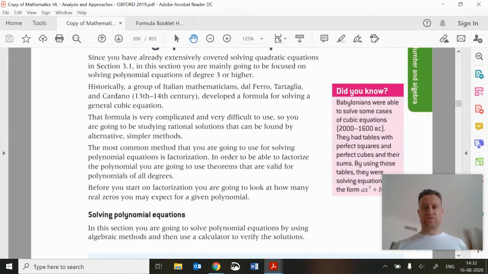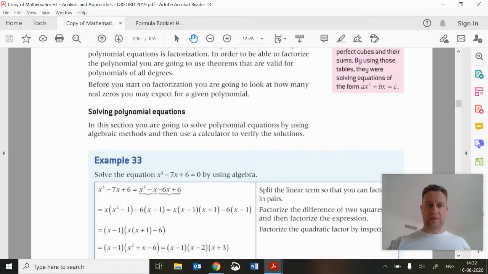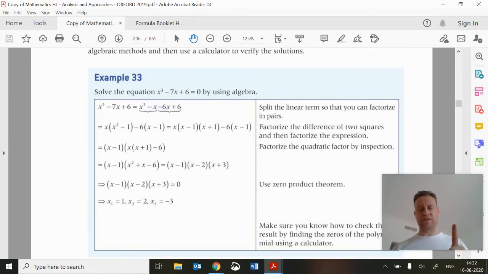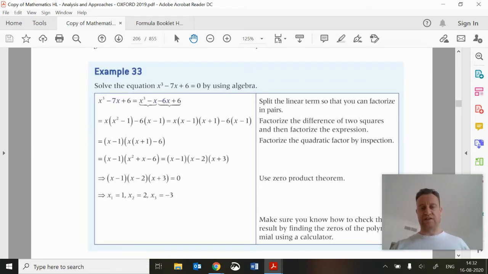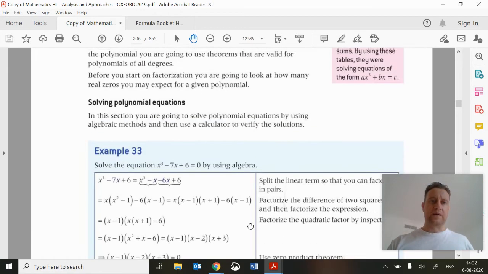We're working towards 3N here in the Oxford HLAA mathematics book. In fact, there's only one question to deal with here. It's example 33, and it's about factorizing a cubic in order to find its roots. Here we're not talking about complex numbers. We're just talking about if this cubic factorizes with real roots, with factors with real numbers inside the brackets, then how do you factorize it in order to find your roots? Okay, so that's what we're up to.